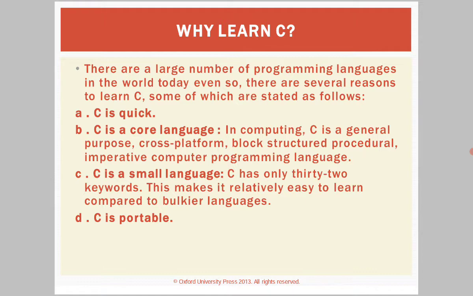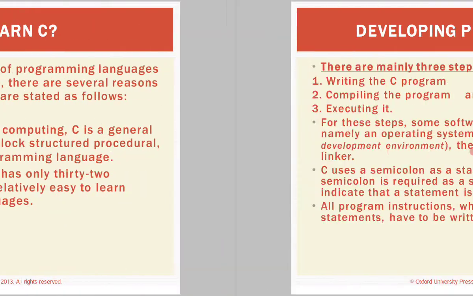Block structured procedural language: C is a structured, procedural language written block by block, so it is called a block structured programming language. C is a small language. C has only 32 keywords or reserved words. This makes it relatively easy to learn compared to bulkier languages. C is portable. Portable means we can easily move C files, C executable files or C programs from one place to another place.